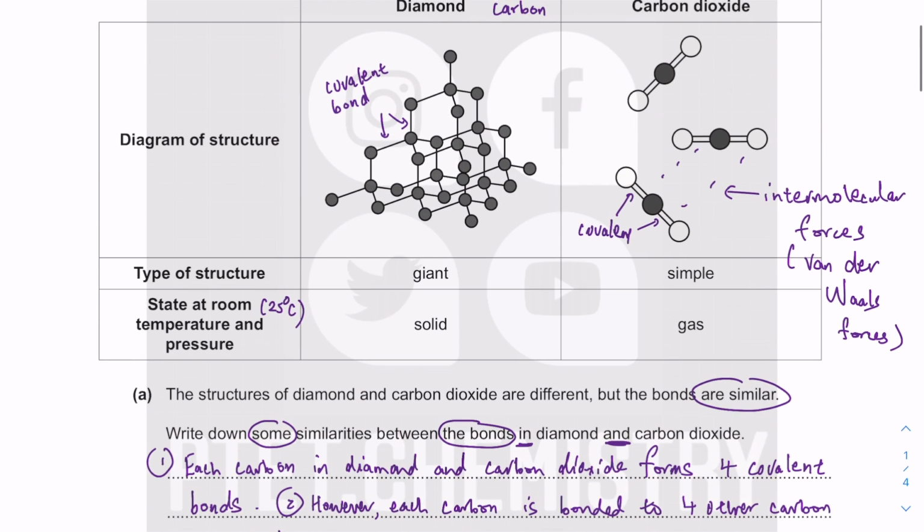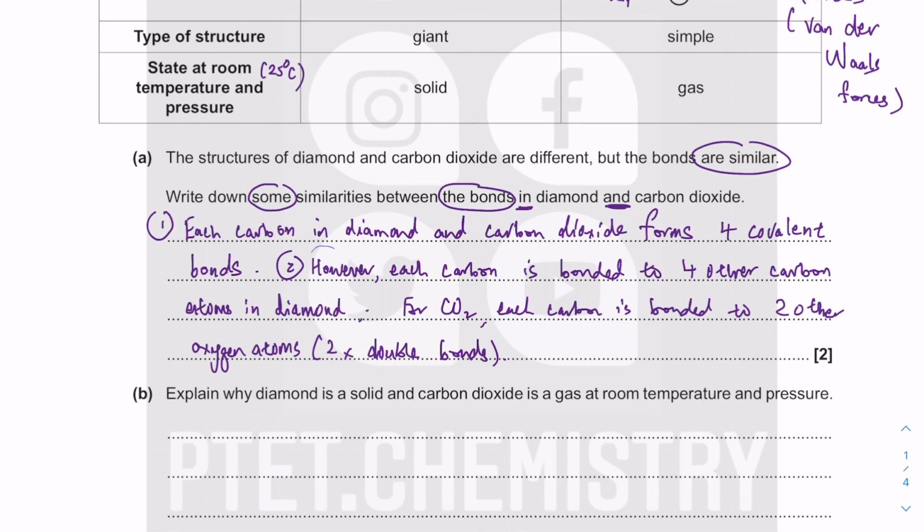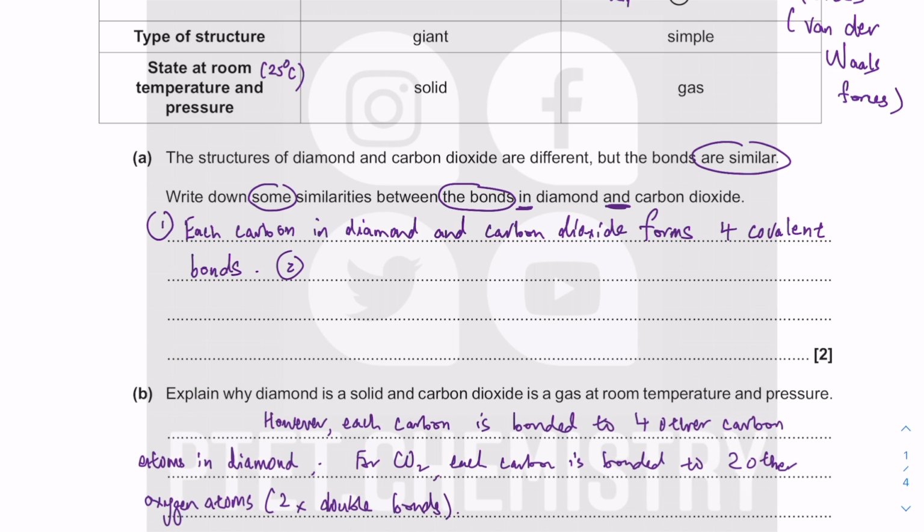The bonds are similar. I can't really talk about the intermolecular force because the intermolecular force are clearly different. The bonds, they don't say the covalent bond, they just say the bond. I can probably describe. So I think what I've just done here is this is not similarity, this is differences. Okay, so this is difference.